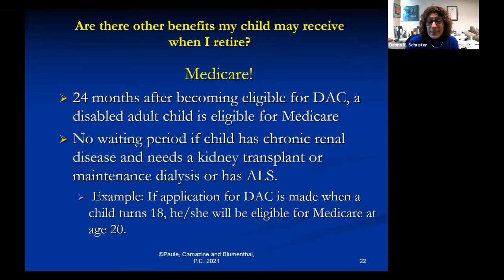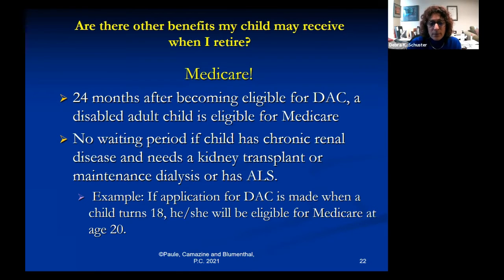Are there other benefits your child may receive when you retire? And that is absolutely true. And this is Medicare. This is one of the absolutely best features of the disabled adult child benefit. 24 months after becoming eligible for the disabled adult child benefit, that child is eligible for Medicare. There is no waiting period if the child has chronic renal disease and needs a kidney transplant or maintenance dialysis or has ALS. And this is actually true for any adult. If they have end-stage renal disease or ALS, they can get their Medicare benefit immediately.